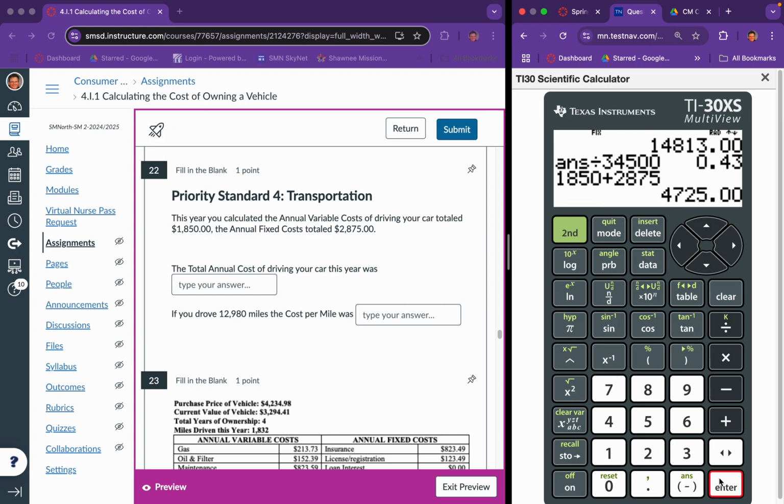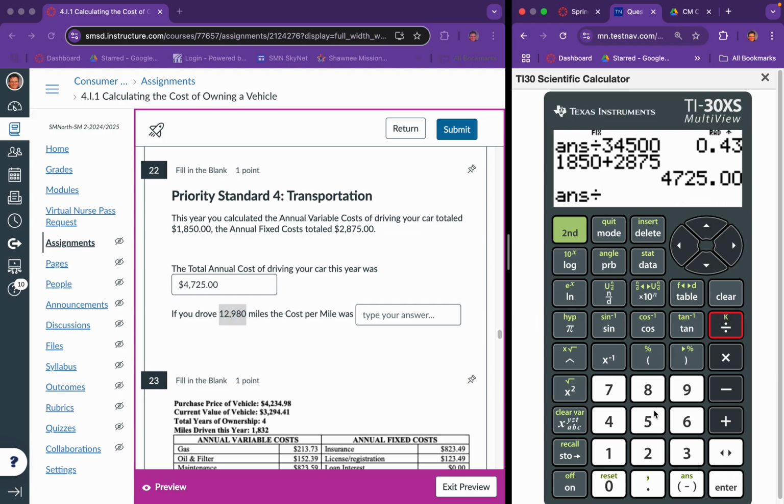So all together this year, you have paid $4,725 on your car. But you put 12,000 miles on it. So we're going to divide that by 12,980 miles. How much you've spent divided by how many miles you put on your car. 36 cents a mile is how much your car costs you to drive. And again, friends, we always do things in terms of dollars and cents. So when there are no dollars, we put a zero.